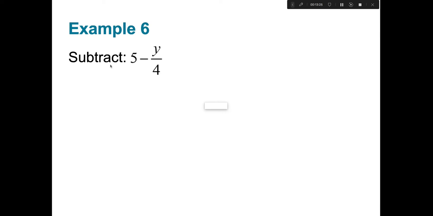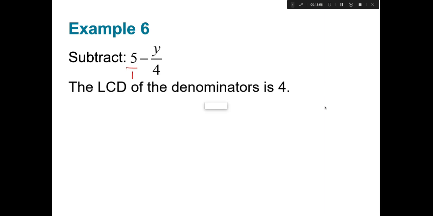So now I have the whole number 5, and I'm subtracting y over 4. What do I have to do to this one? Let's put a 1 underneath that 5. Now I can find a common denominator because I have a denominator of 1 and a denominator of 4. What is my common denominator going to be? 4. We can just use a 4. So I have to take 1 times what to get to 4? 4. So I also then have to multiply my 5 times 4.